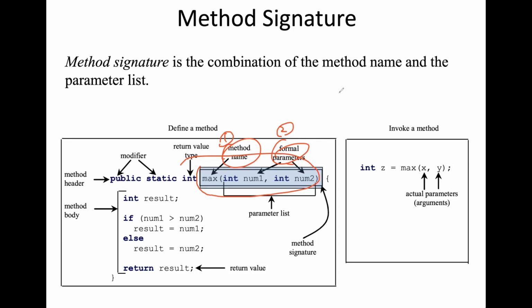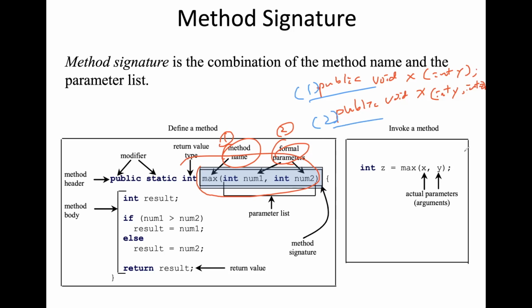Let's take, for example, we have two methods. One is public void, x, integer y. And then we have another one, which is slightly different in signature, which has the same name, but let's say integer y and integer z. So the difference being their parameters list, one and two. These are actually two different methods. We also call this method overloading. Even though they have the same name, they have different parameters lists.